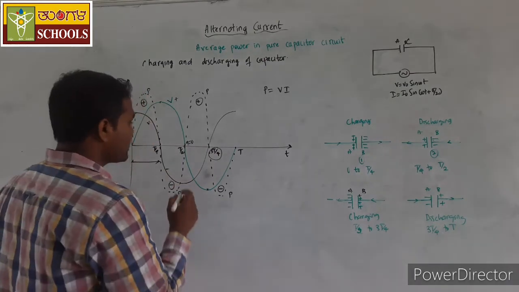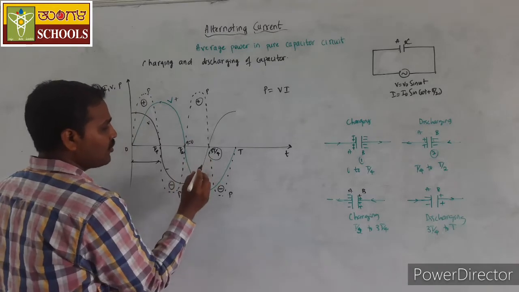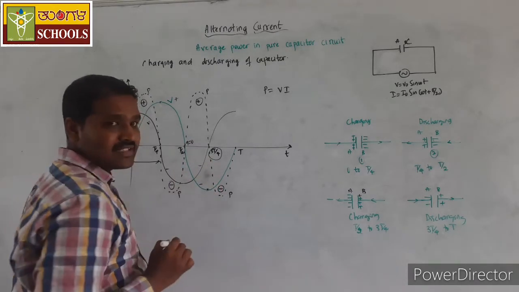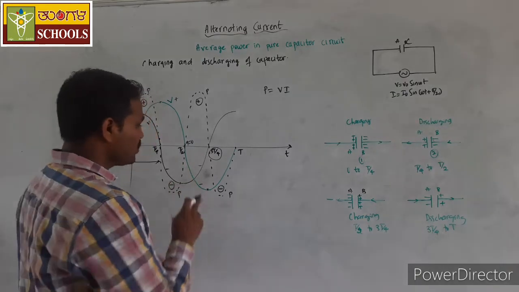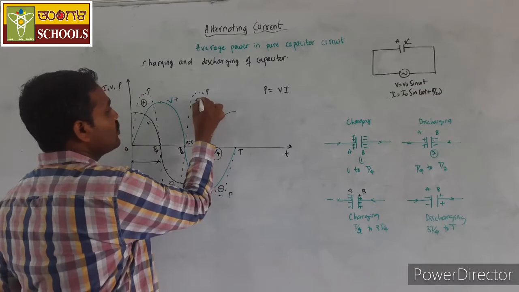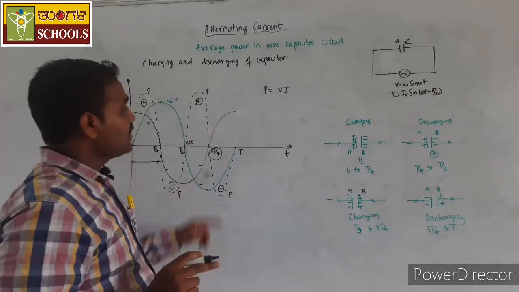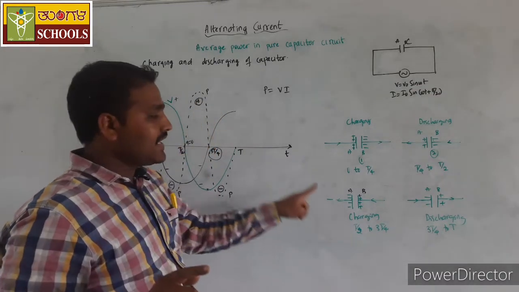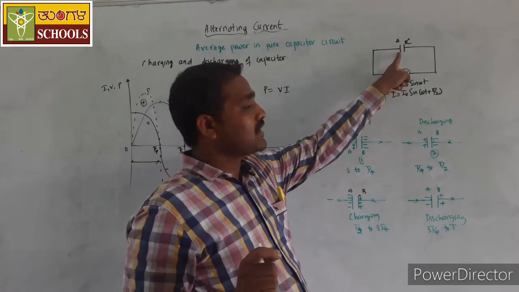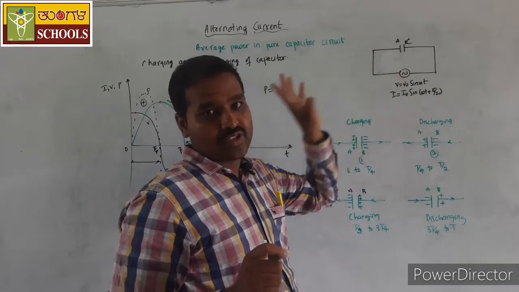What happens during T by 2 to 3T by 4? Current is negative, voltage is also negative. So the product of negative current and negative voltage will give you positive power. The positive power again indicates that during the third quarter of this cycle, the energy is given to the capacitor from the source.